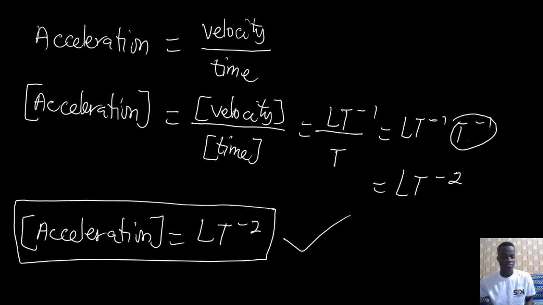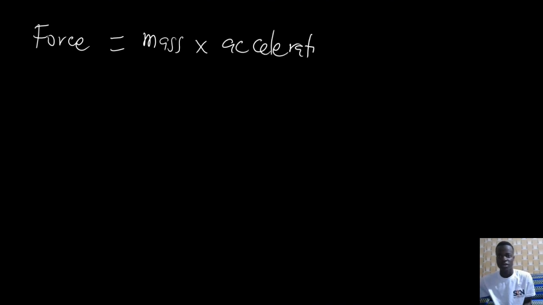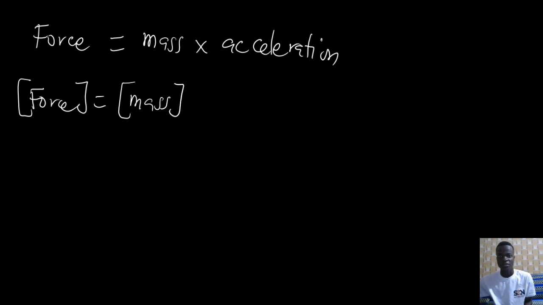Now let's look at the next one. That was acceleration, right? Now let's look at force. The next example is force. Force is mass times acceleration. So this is the basic definition of a force in terms of equation. So now the dimension of force, let's try to find that. We know that it's going to be equal to the dimension of mass times the dimension of acceleration.